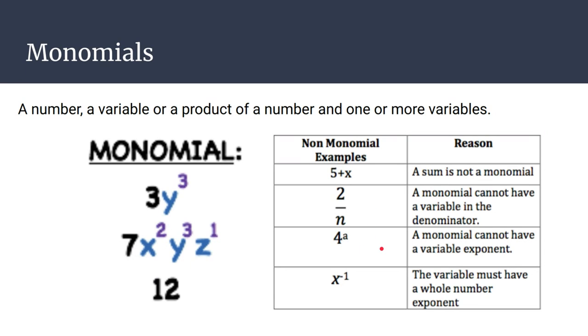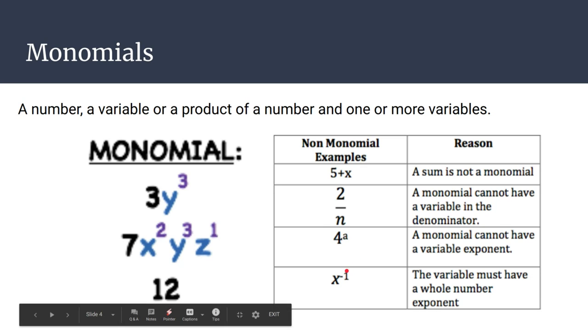Another example of a non-monomial is 4 to the a. That's literally how you say it, 4 to the a. You cannot have a variable or a letter in your exponent. You cannot have a variable as an exponent, so that would not be a monomial. And you also can't have a negative exponent. That would also make this a non-monomial, so be careful with those.